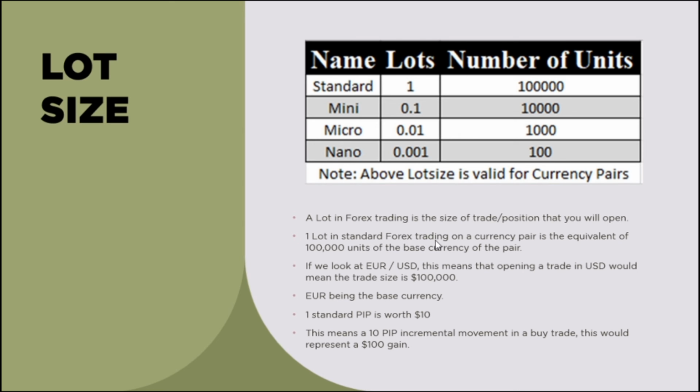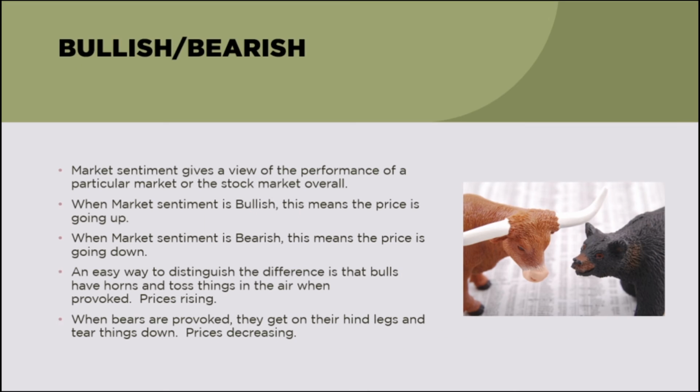One lot in standard forex trading on a currency pair is equivalent to 100,000 units of the base currency of the pair. If you look at the Euro USD, that means that to open a trade in USD will mean that the trade size is 100,000. Euro being the base currency, one standard pip is worth $10. This means that a 10 pip incremental movement in the buy trade would represent a $100 gain. You will see this again on your journey in Forex.